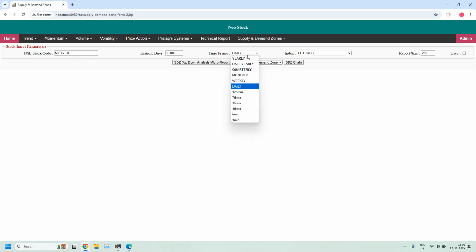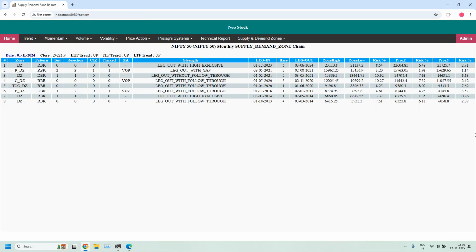Let's start with NIFTY monthly time frame, generating monthly supply demand zone chain for NIFTY. Always look into zone column to find high liquidity zones. Look into pierced column to find the pierced zones. Look into LTF trend to find the current trend of the current time frame you have selected. Follow these rules for the remaining time frames.